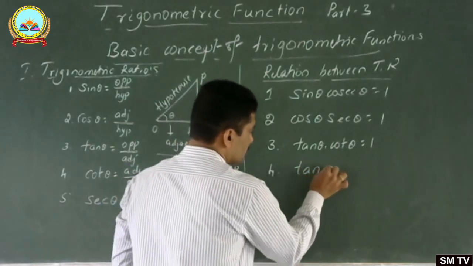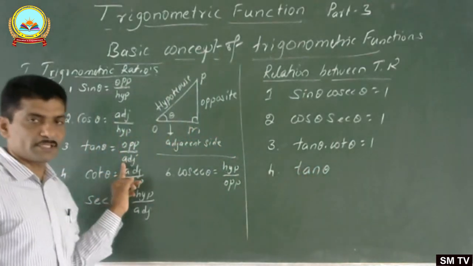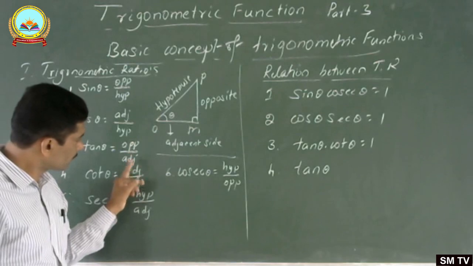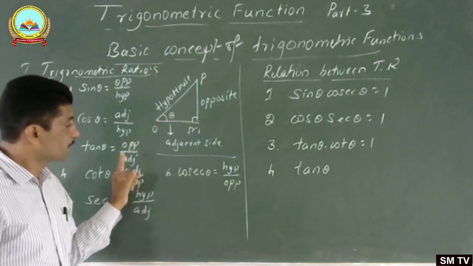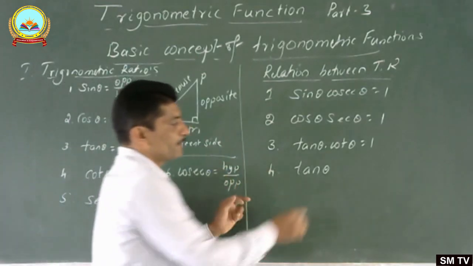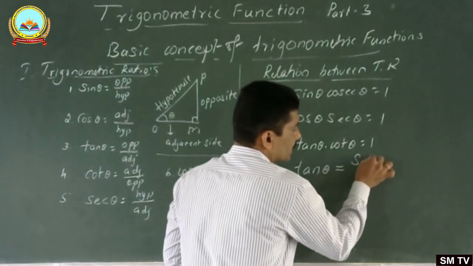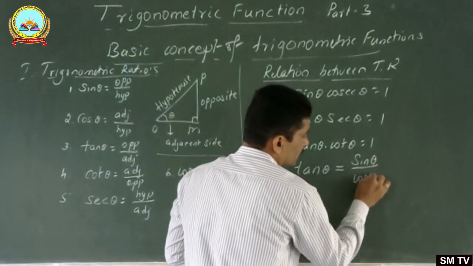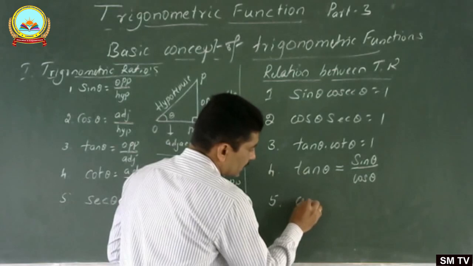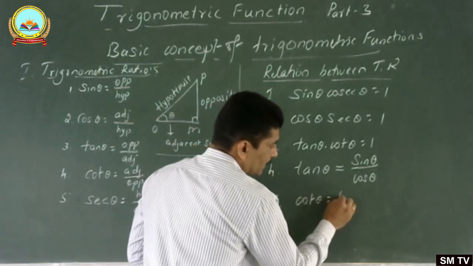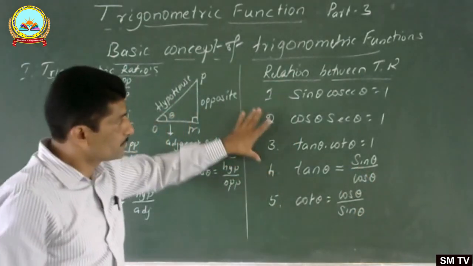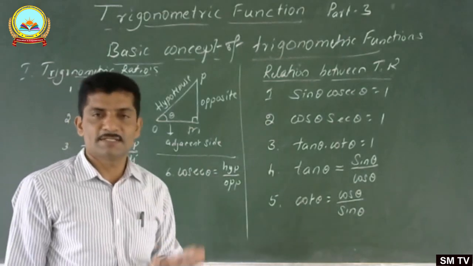This tan theta means opposite by adjacent side. Here hypotenuse side is not equal to 0. Dividing both numerator and denominator by hypotenuse side, then you get opposite by hypotenuse means sin theta, adjacent by hypotenuse means cos theta. Therefore, tan theta is rewritten in terms of sin theta and cos theta means sin theta divided by cos theta. And fifth relation is cot theta is the reciprocal of tan theta. Therefore, this one is cos theta divided by sin theta. This one is the relations between the trigonometric ratios.